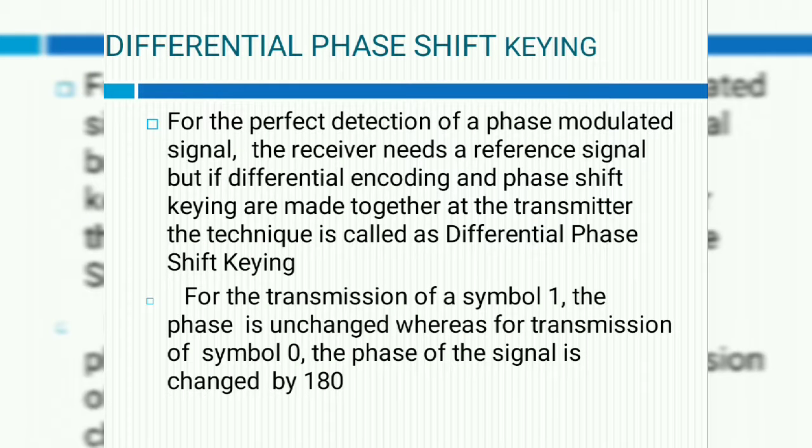Next, differential phase shift keying. For the perfect detection of the phase modulated signal, the receiver needs a reference signal. Reference signal means we need coherent detection, which means we need a local oscillator. In order to avoid that, in differential phase shift keying, differential encoding and phase shift keying are made together at the transmitter.